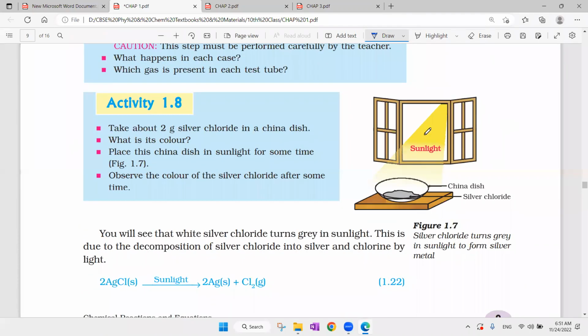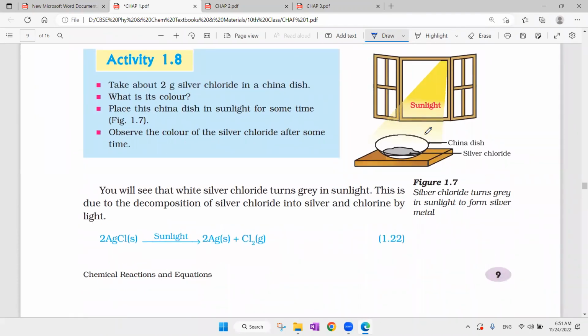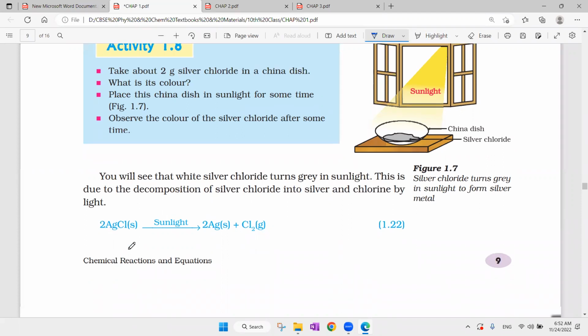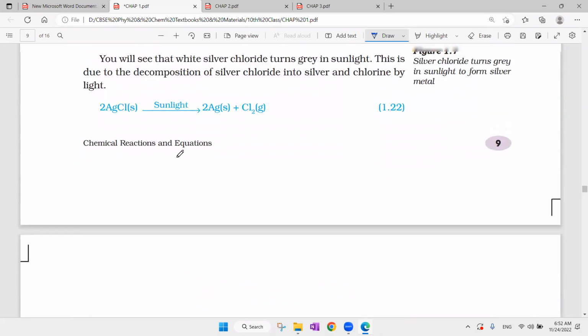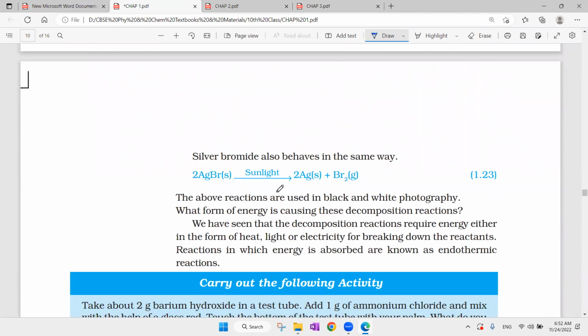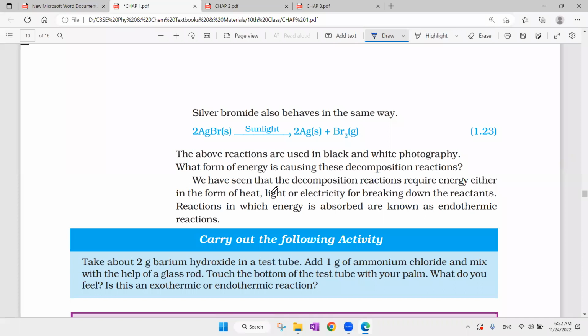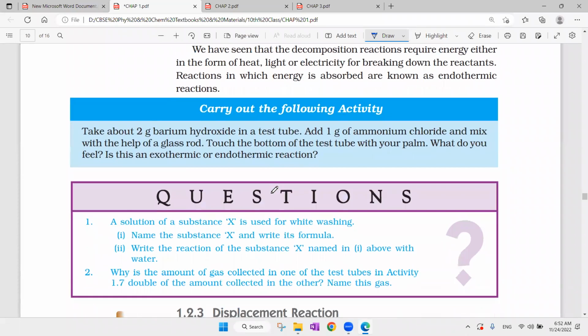Activity 1.8 gives information about photolytic decomposition, where sunlight is used as an external energy. Silver chloride splits into silver and chlorine in presence of sunlight. Silver bromide splits into silver and bromine in presence of sunlight. So that information you have to get from this one. After that, there are in-text questions which we have discussed. Regarding these in-text questions also, if required, I'll give link in description box.